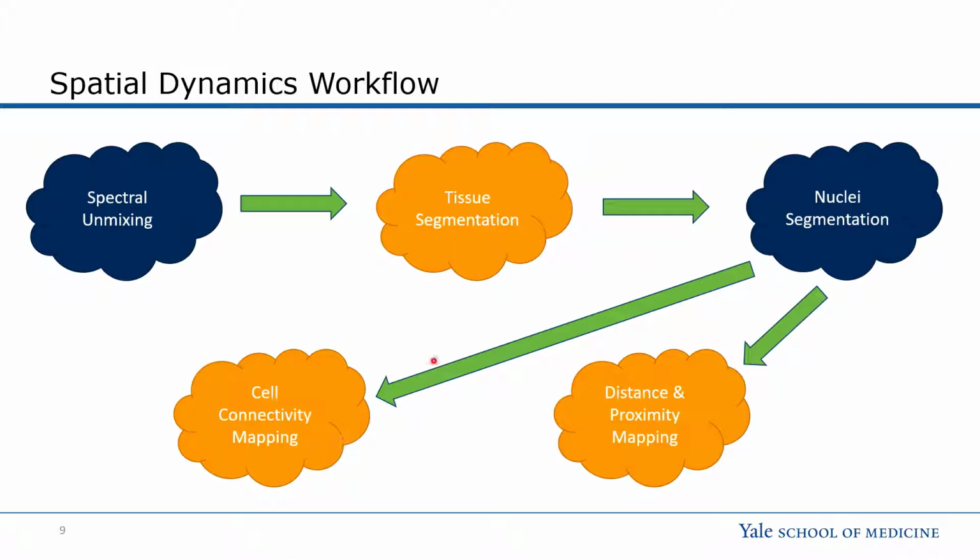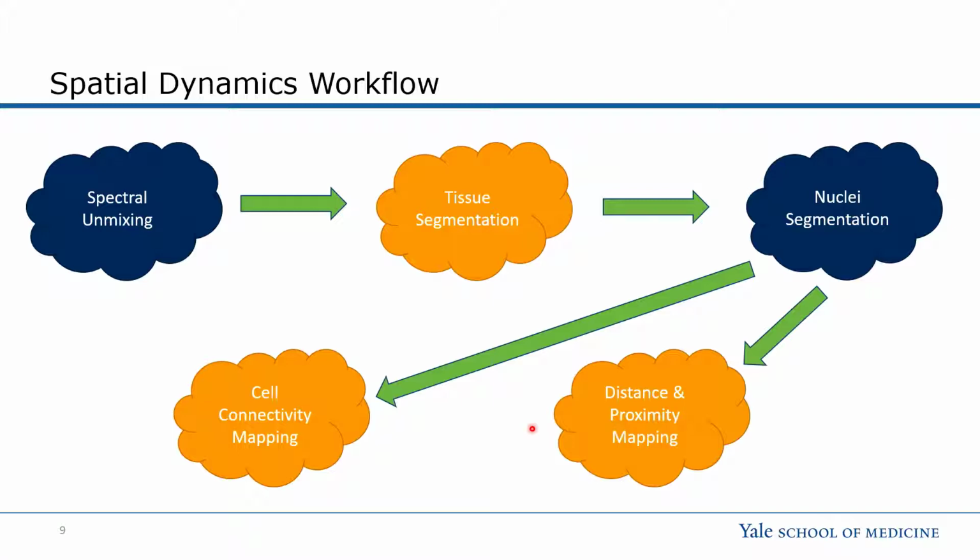In this case, we will be interested in separating the tumor bed from the actual stromal components. And then with that, we also loop back and we will do nuclear segmentation, because that nuclei segmentation is actually required in order for us to not only isolate those individual cell populations that I showed you, but also to identify the specific cell populations. And then the majority of this talk is actually going to be on the latter half here, which is showing examples of distance and proximity mapping, as well as cell connectivity mapping.